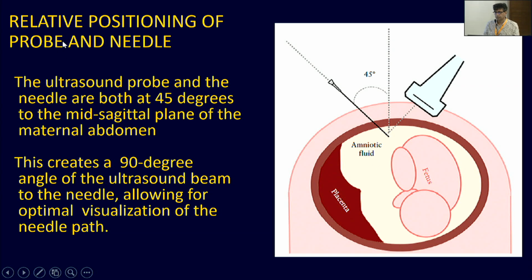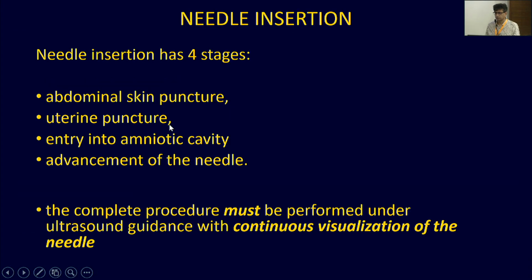Relative positioning of the probe and the needle. The ultrasound probe and the needle are both at 45 degrees to the mid-sagittal plane of the maternal abdomen. This is the mid-sagittal plane, and now the needle is at 45 degrees and your probe is at 45 degrees, so it creates a 90-degree angle. So you can see that the beam is coming at 90 degrees to the needle, and when it comes at 90 degrees to the needle, the sound is going to reflect off properly. Sound is going to reflect off properly when the surface is perpendicular to it. If it is slanting, then part of it will not actually reflect back. So this creates a 90-degree angle, allowing for optimal visualization of the needle path.